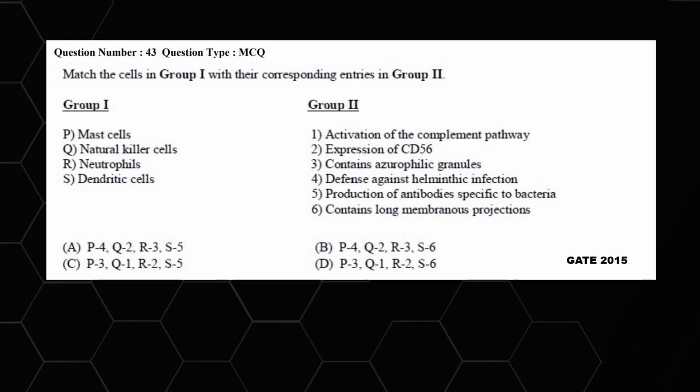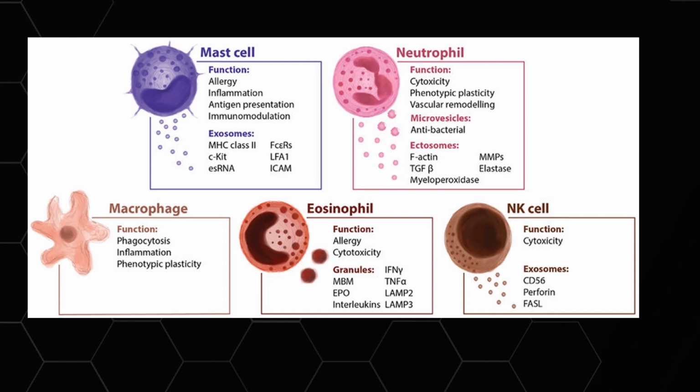So before solving the question, let's understand what function these cells perform in the body. So here are the different cells and their respective function. First one is mast cells. Mast cells function during allergy and inflammation. They are one of the antigen presenting cells. They also help in immunomodulation. And in exosomes, they interact with molecules like MHC class 2 and ICAMs.